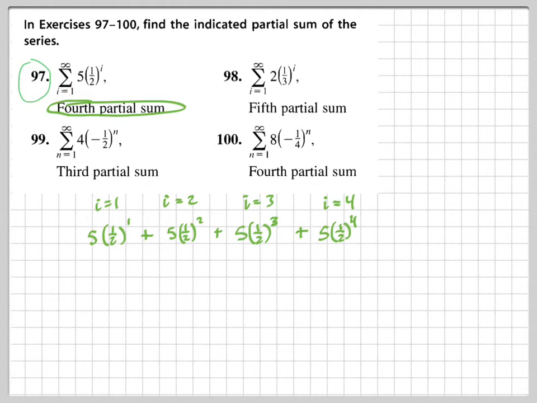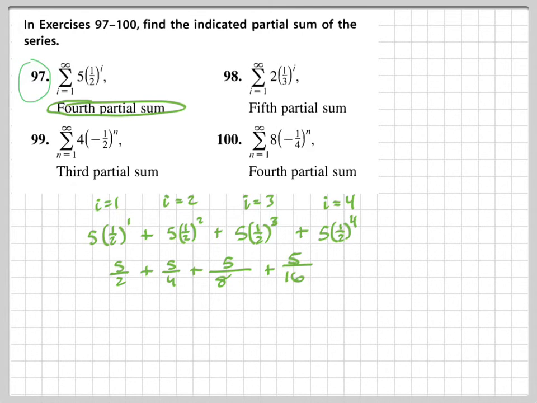Okay, and so it would look like this. We have 5 over 2 plus 5 over 4 plus 5 over 2 times 2 times 2, which is 8, plus 5 over 16. All right, bummer. We have a lot of denominators that are not alike.